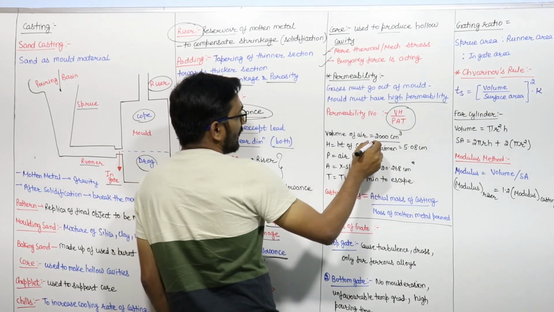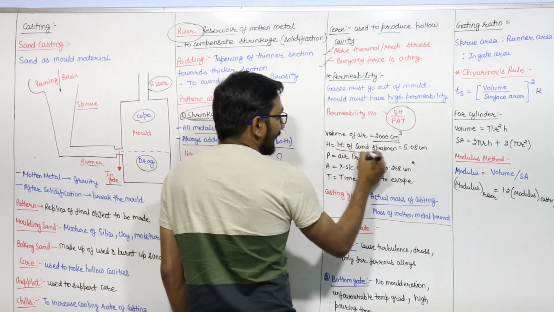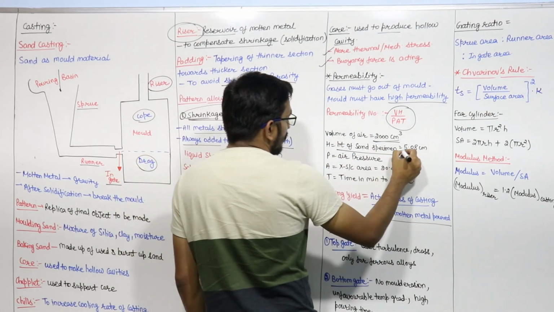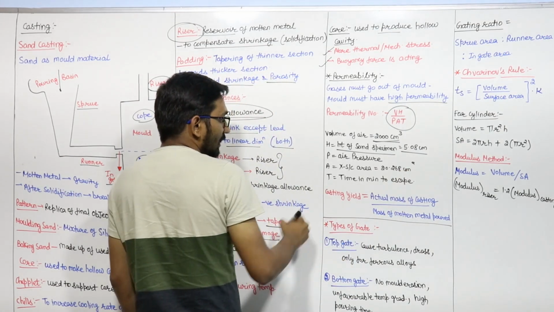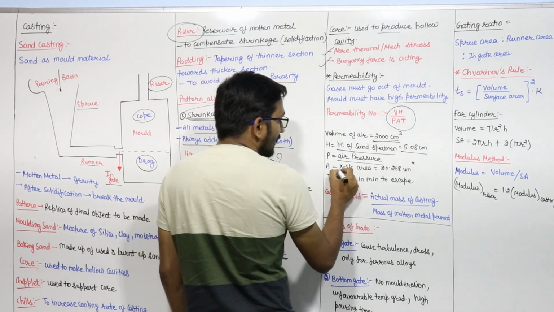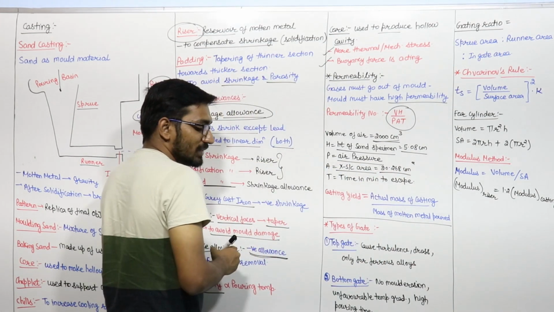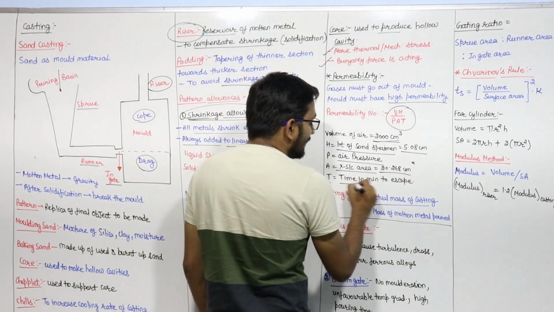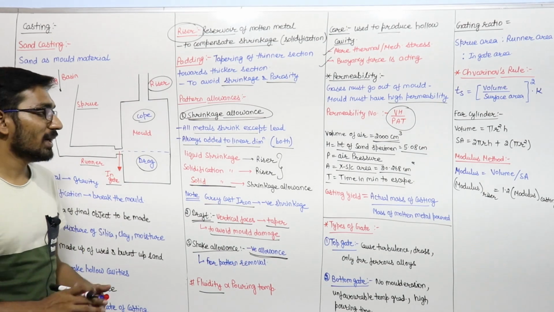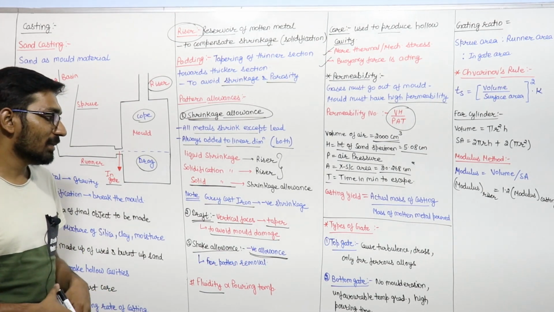Volume of air we are taking is 2000 centimeter cube. H is the height of the sand specimen whose permeability you want to check, that is equal to 5.08 centimeter. P is the air pressure inside the mold cavity, inside the specimen. A is the cross-sectional area of the sand or the mold, that is 20.268 centimeter square, and T is the time in minutes for the air to escape outside the mold cavity or outside the sand specimen. So this is the permeability number.